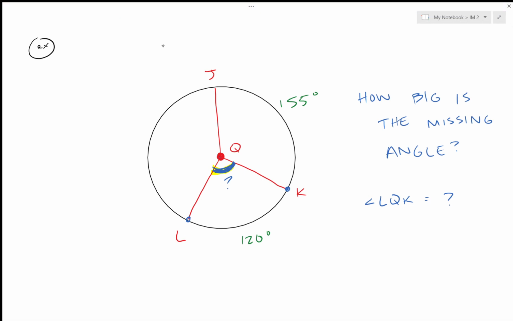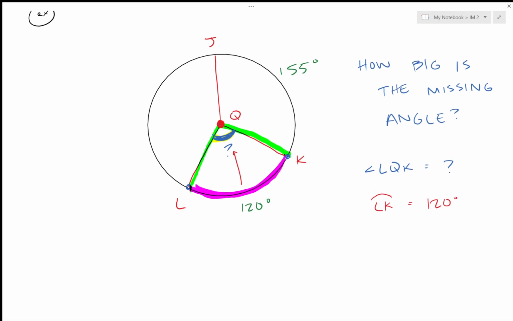Alright, but I can trace the arms of it. So there's the edge of the pizza slice, there's the edge of the pizza slice, and I know that angle inside here should be the same as the arc that is created. And in this case, we do know how big the arc is. And that arc is from L to K. So from L to K is 120 degrees. So what does that mean about the inside one? That should also be 120 degrees because the arc is 120.